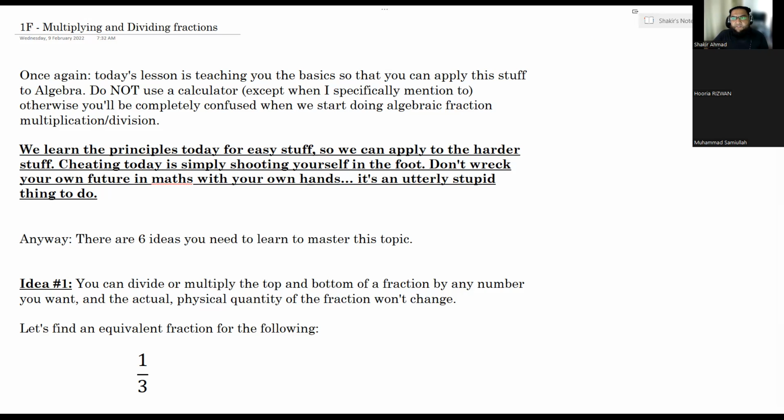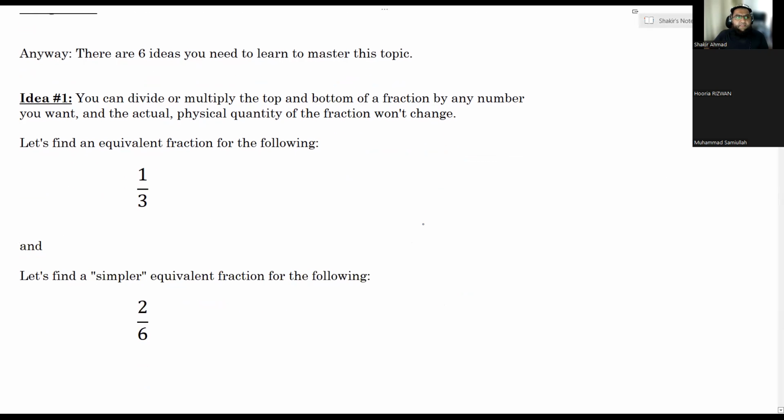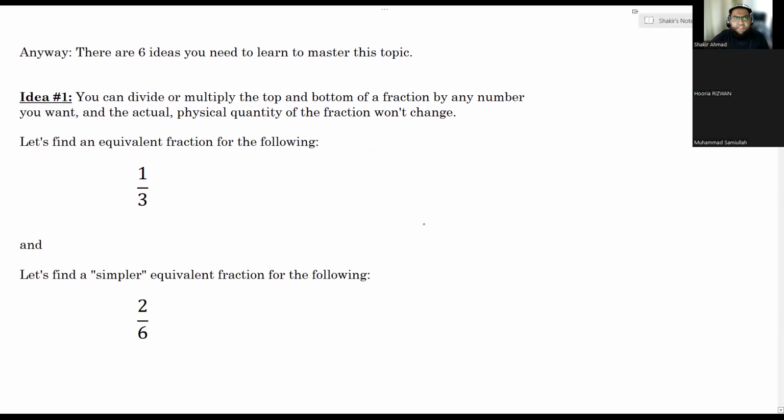And it's stuffing up, 1 second. There we go. So idea number 1, you can divide or multiply the top and bottom of a fraction by any number you want, and the actual fraction won't change. So for example, if you have a third, we can find an equivalent fraction, a fraction which is exactly the same as a third, simply by multiplying the top and bottom by the same number. So Huria might multiply top by 2 and bottom by 2, and end up with 2/6. And that's actually the same fraction.